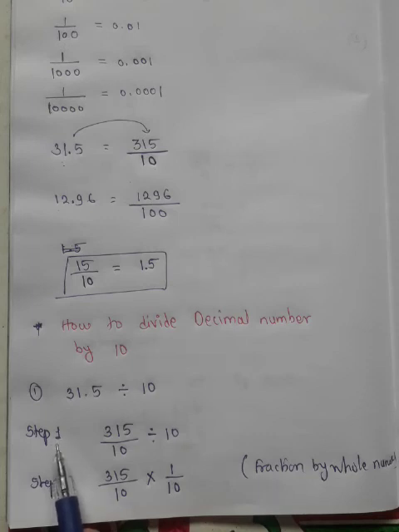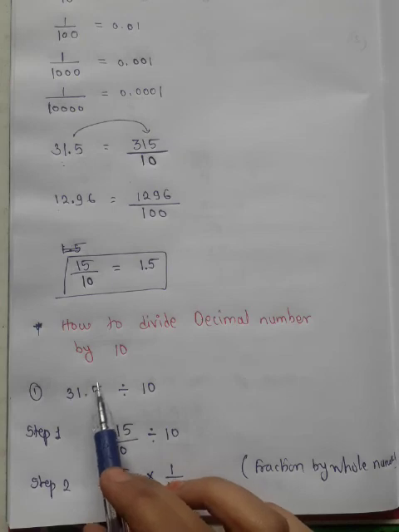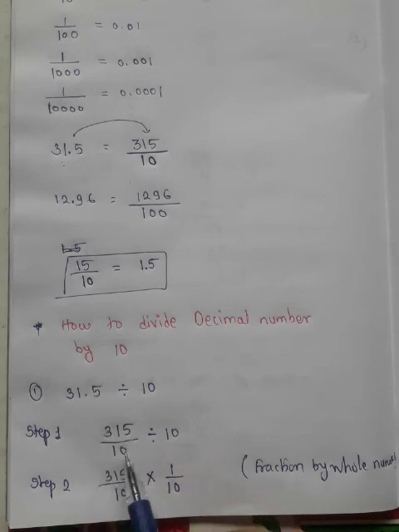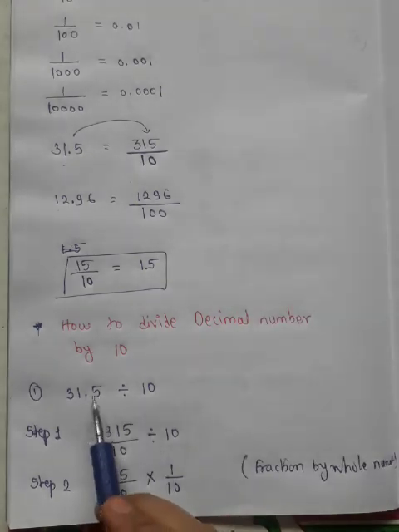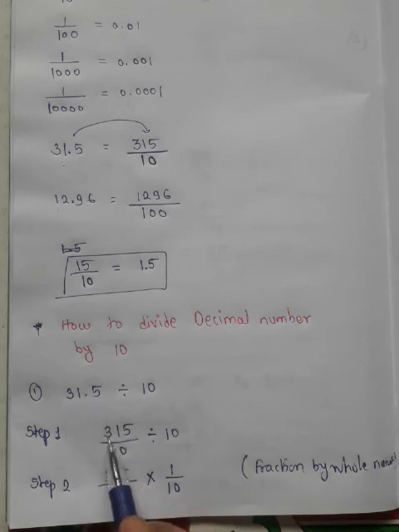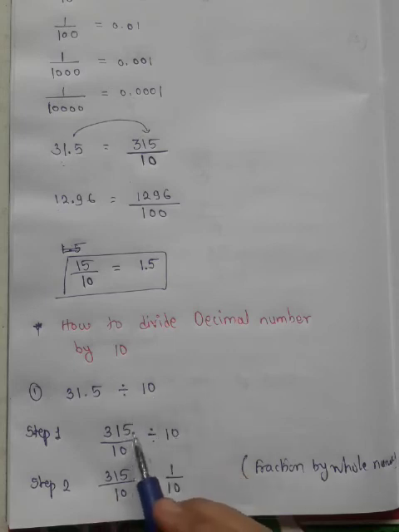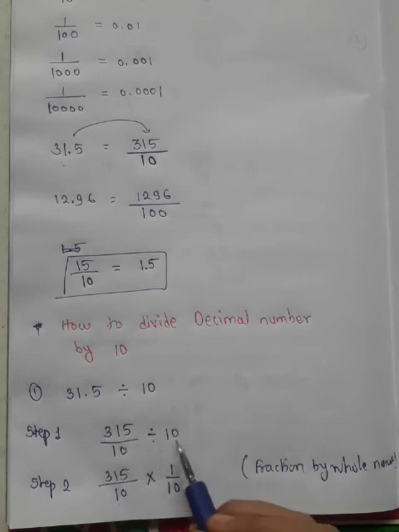So what is our first step? Whenever we divide any decimal number by 10, first write the decimal number in terms of a fraction. There is one digit after the decimal point, so 31.5 can be written as 315 divided by 10. Division stays as it is, and we know how to divide a fraction by a whole number. Write the fraction as it is, replace the division sign by multiplication, and write the reciprocal of the divisor. The reciprocal of 10 is 1 by 10.